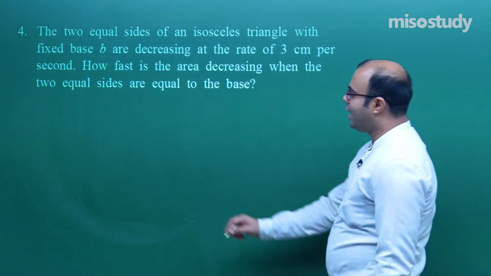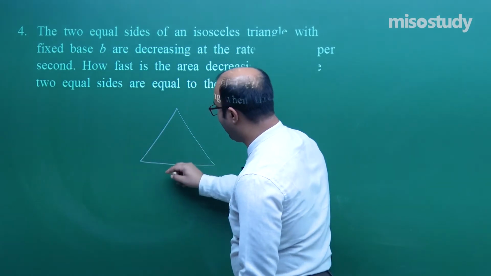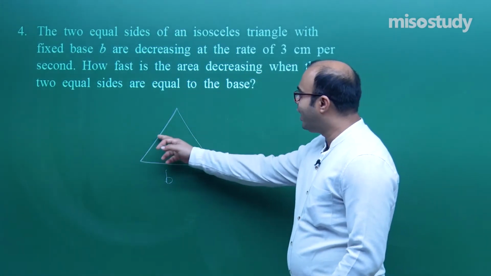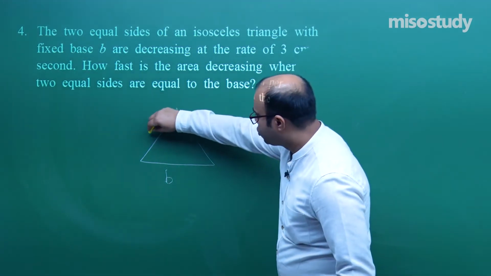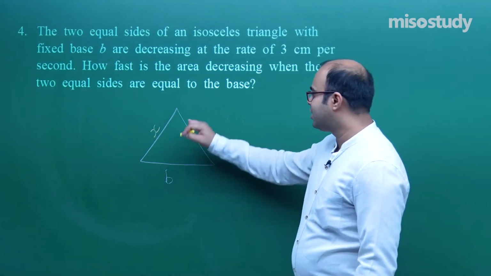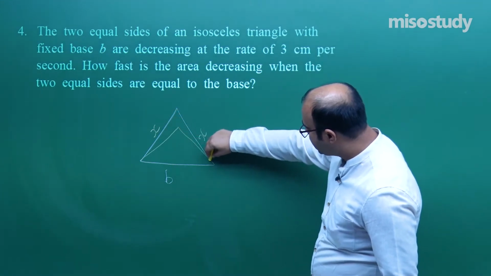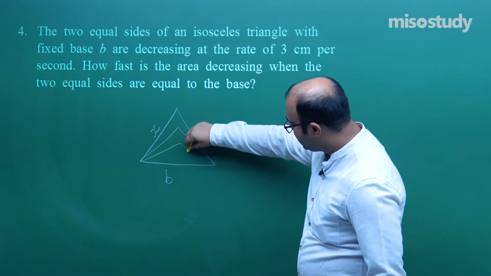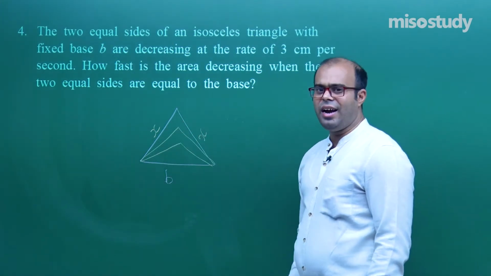So there is an isosceles triangle given to us, and this isosceles triangle has this base b which is fixed, but its two equal sides don't have a fixed length, they are varying. So if this length is x, this length is also x. Right now this is the isosceles triangle. It may be possible that sometime later the isosceles triangle is this one, sometime later it is this one. So actually the length of these two sides is decreasing.